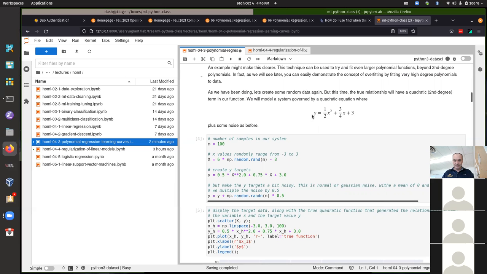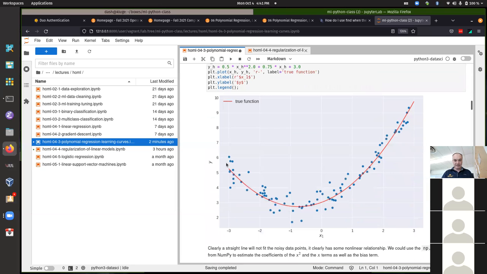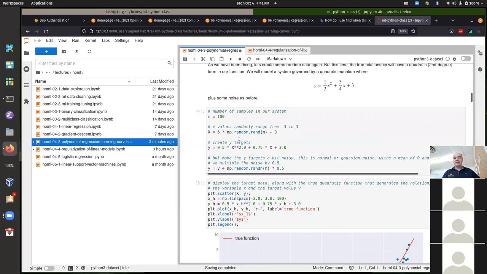So if we plot this, the true values of this polynomial, where we use 1/2 for our x squared parameter and 3/4 for our x, and then 3 for the bias term here, actually looks like this, the red line here, okay? So what we're doing here is we're making up data in order to illustrate points in all these notebooks.